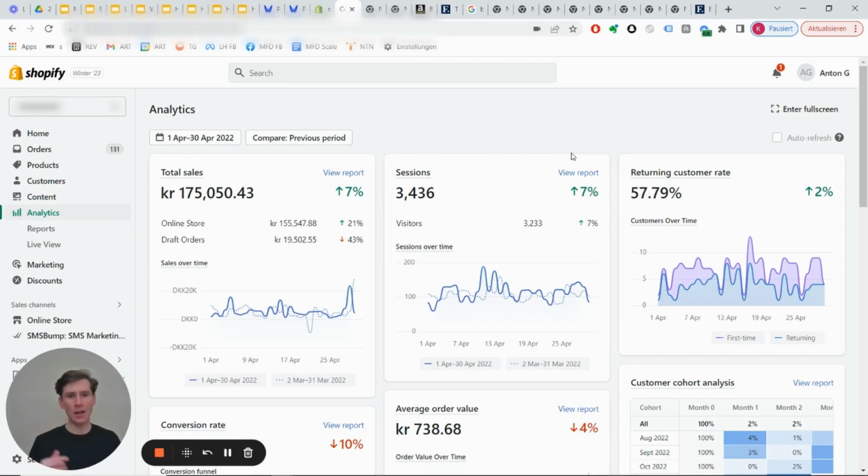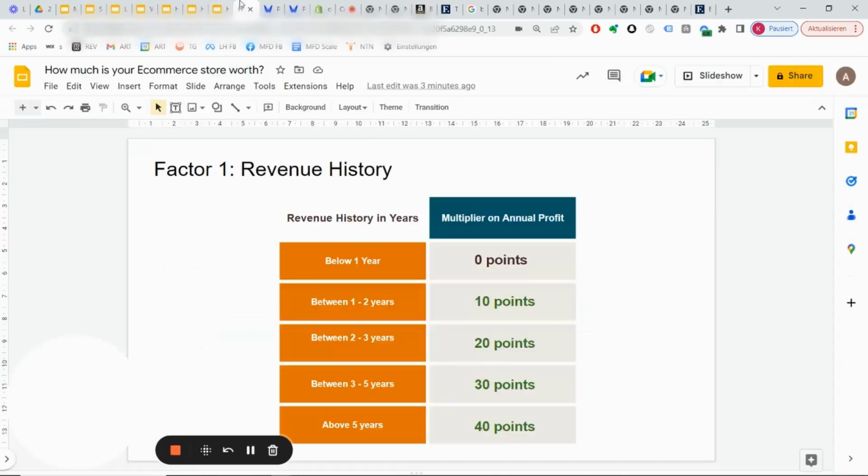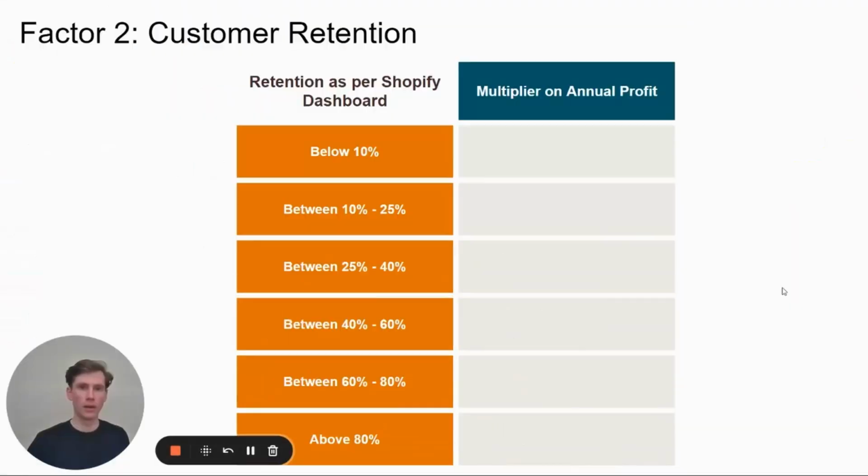And again, it obviously depends if it's a subscription product and whatnot, but generally this is factor number two that I want to focus on. If you're below 10%, like I just showed you for the 1.8 million store, at 0 points, to be honest, below 10% is fine depending on your business model and what you're selling, but it's not something where you can really demand a higher multiple.